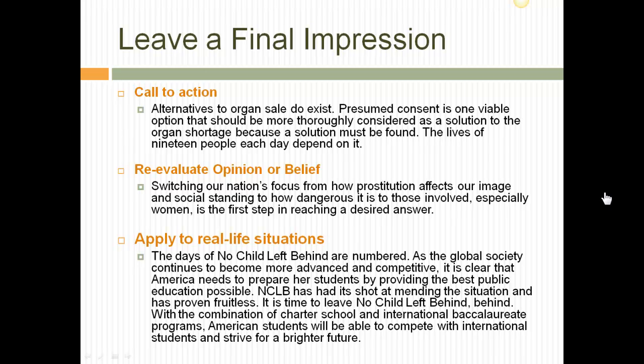The days of No Child Left Behind are numbered. Society is continuing to become more advanced and competitive, and America needs to prepare her students by providing the best public education possible. It's time to leave No Child Left Behind, and we look at combining charter schools and international baccalaureate programs to give American students a better chance at competing.